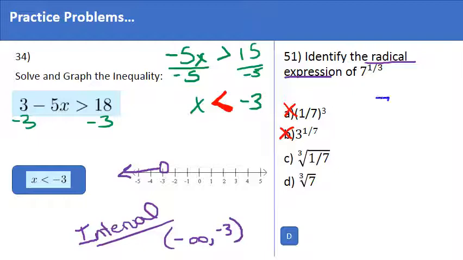So let's talk about 7 raised to the 1/3. That means I'm going to have 7 raised to the first, with 3 as my index for the root. So that just means I'm taking the third root of 7. The bottom number of that exponent fraction becomes the index of the root.